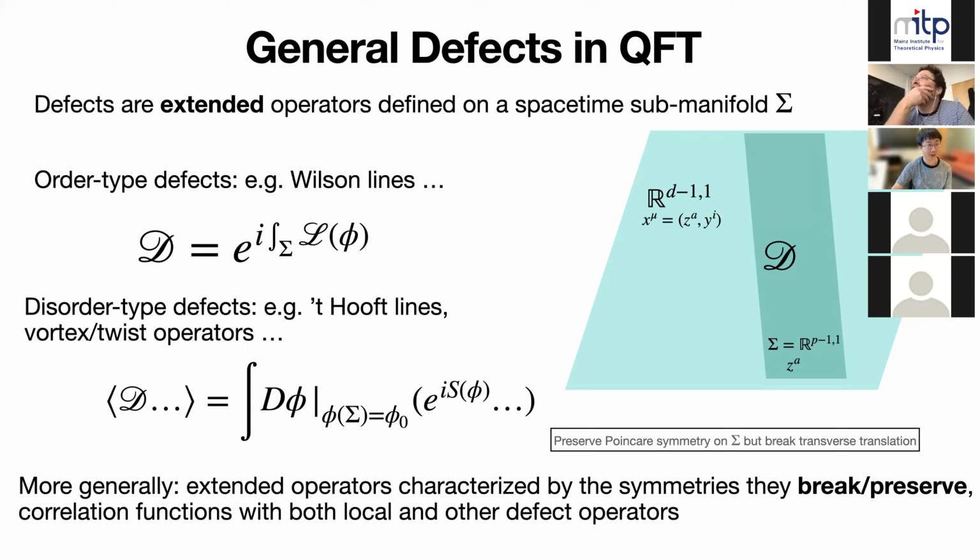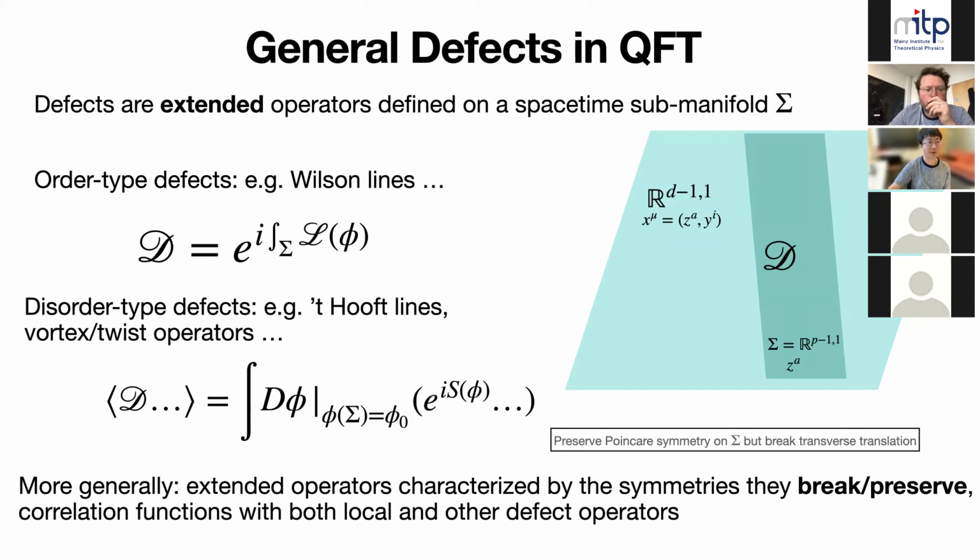Okay. But more generally, defects will not have this nice description in terms of elementary quantum fields. Rather, they are characterized by the symmetries that they preserve and the symmetries that they break. Importantly, non-topological defects will break part of the Poincare symmetry of your quantum field theory. In particular, they break the transverse translation symmetries, and this gives rise to an important defect operator known as the displacement operator, which will come up later.